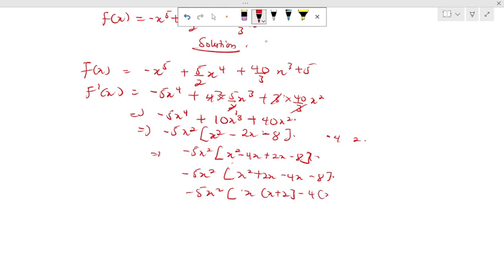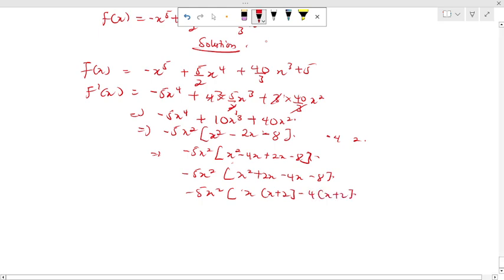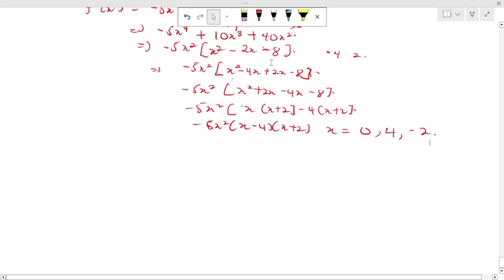Minus 4x plus 2. So I'm going to get negative 5x squared multiplying x minus 4 multiplying x plus 2. So here x will be equal to 0, x will be equal to 4, x will be equal to negative 2. So these are the three values you have got from our derivative. These are what we call the critical points. So we have got our three critical points.